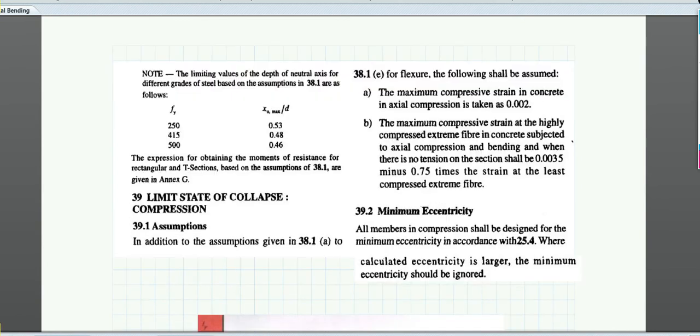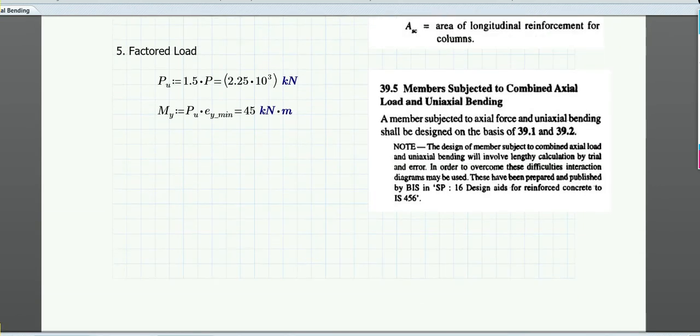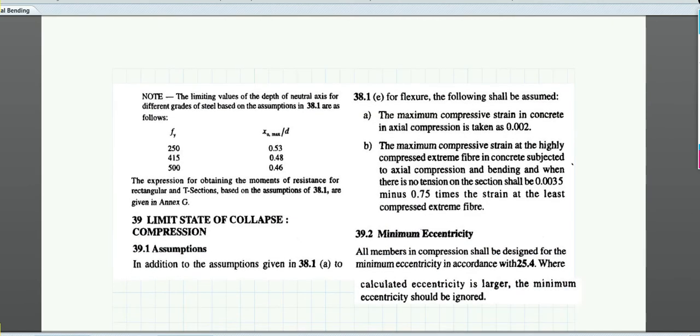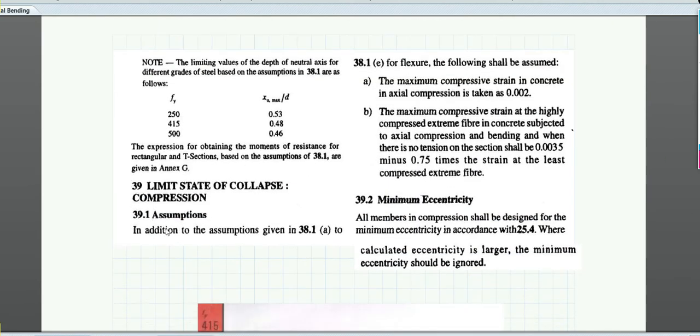Let's see. It has been mentioned here that if it is subjected to both axial load and uniaxial bending, then you have to refer to 39.1 and 39.2. So what are those clauses? Let's see. 39.1 assumption says that in addition to the assumptions given in 38.1a to 38.1e for flexure, the following shall be assumed: the maximum compressive strain in concrete in axial compression is taken as 0.002. You remember just now we have discussed different conditions for columns.